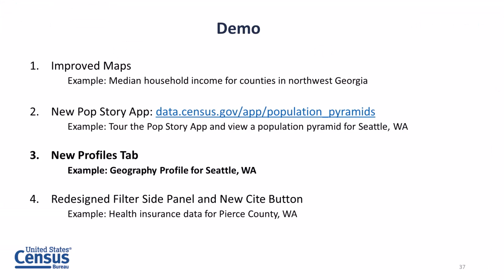As we move on to our next example, we're going to be pulling up this profile anyways. So we'll let that load in the background before we dive into it a little more fully. What I did want to show you was the new profiles tab that we also released for the geography profile and industry profiles. So for this example, we're going to start on the data.census.gov website, search for Seattle, and access the profile.